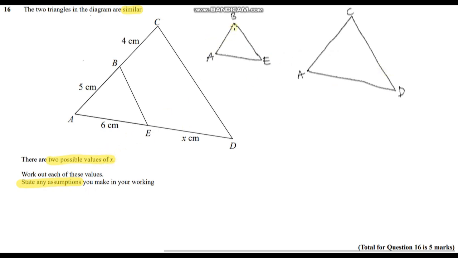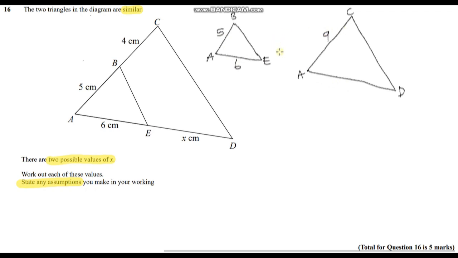So let's fill in the lengths. So AB is 5, and we're told AE is 6. And for this larger triangle, well, we know this is 5 and this is 4, so AC must be 9. And AD, well, that's 6 plus x. I'm not going to write that in. We don't know what it is. So these are the lengths we do know.